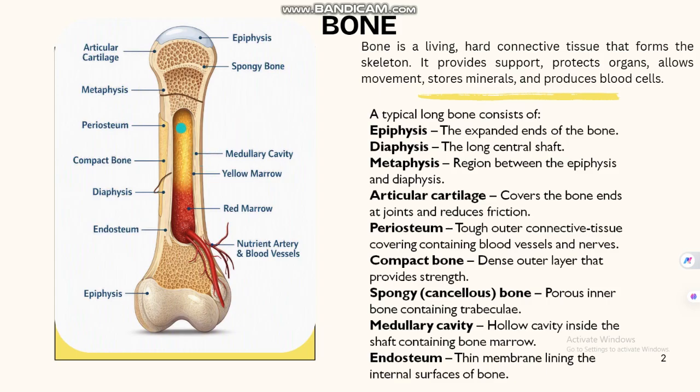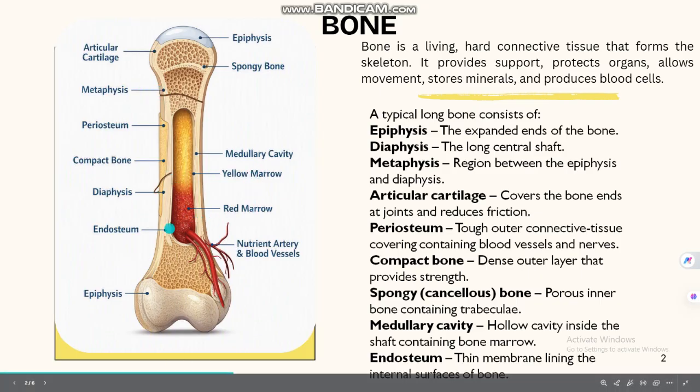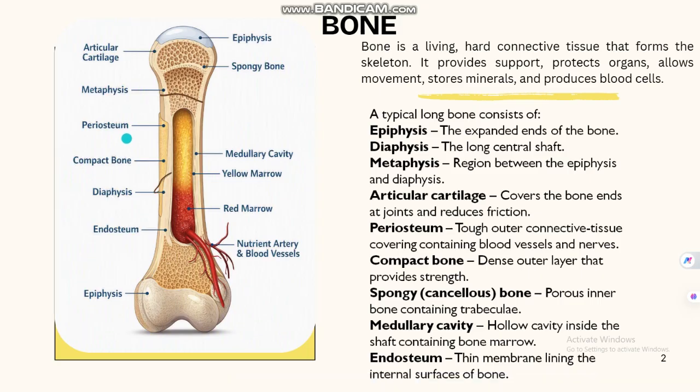Inside the bone is a masterpiece of engineering. The outer shell is the compact bone. This provides dense strength, while the interior contains spongy bone, which is filled with a lattice work called trabeculae. At the very center lies the medullary cavity, which houses the bone marrow, both red and yellow bone marrow. The entire structure is covered by periosteum, which is rich in blood vessels and nerves.